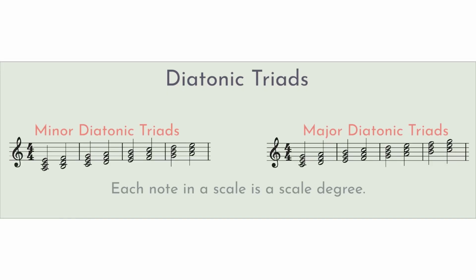Diatonic triads are basic chords formed on each degree of a scale using only the notes of the scale. In simple terms, we take the first, the third, and the fifth notes of a keyboard on each scale degree.